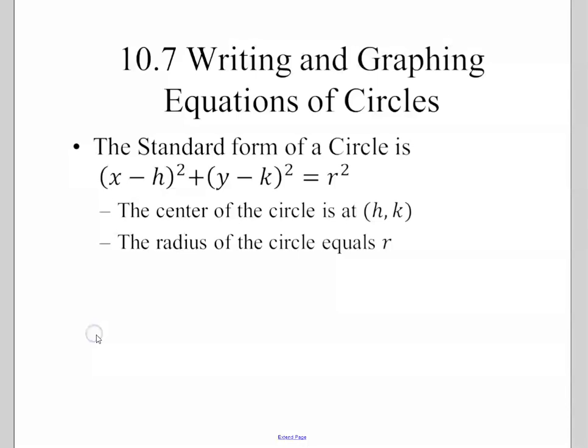But here we're going to look at the last section of chapter 10, which is writing equations of circles, writing and then graphing circles. What we're looking at first of all is the standard form of a circle.